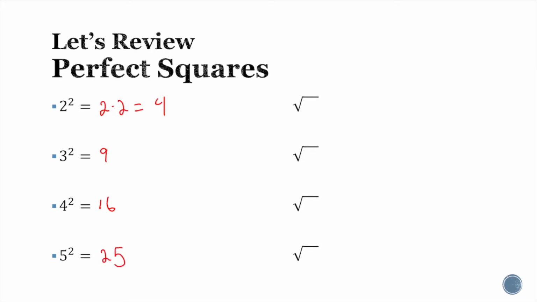Now what if we wanted to do the opposite, as in the inverse of a perfect square? We would have the square root of 4. So the square root of 4 simplifies to plus or minus 2, while the square root of 9 simplifies to plus or minus 3.